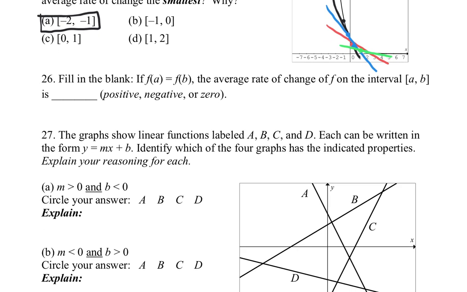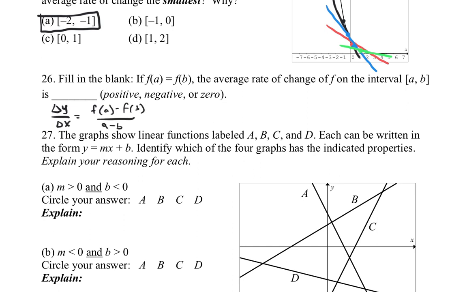For question 26, this is fill in the blank. If f of A is equal to f of B, the average rate of change of f on the interval A to B is what? So, we can do a little math with this one. We know that the average rate of change is the change of y over the change of x. And that means that f of A minus f of B is equal to A minus B.